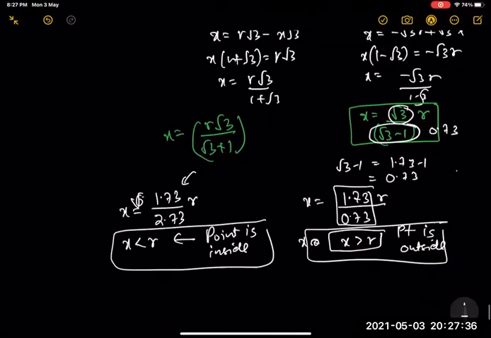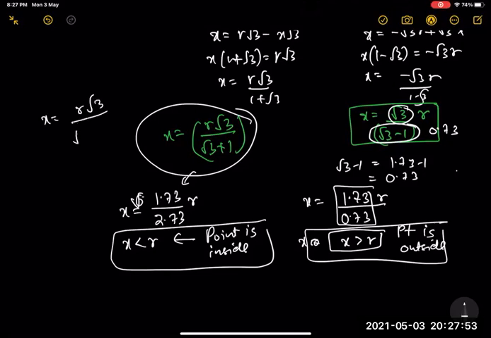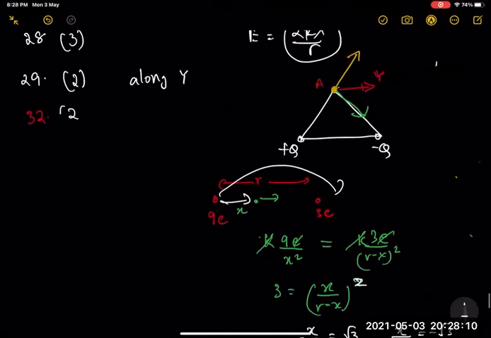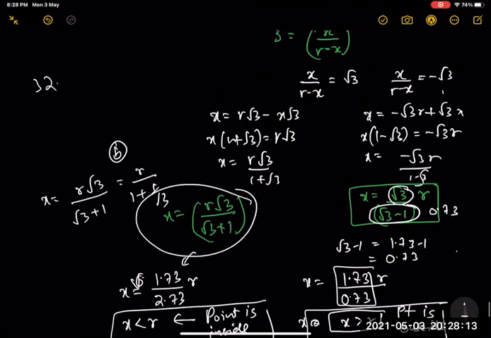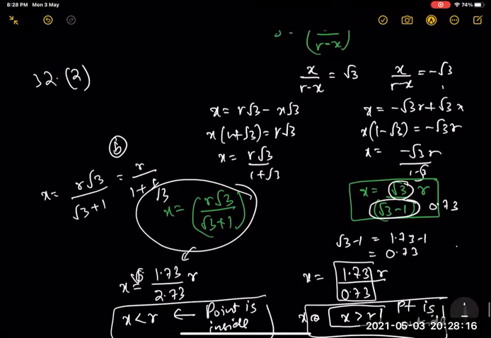So which one of these is our answer? The inside point is the answer. So it is this one, r root 3 by root 3 plus 1. Now, there is no answer in this form, all the answers have only r in the numerator. So just divide everything by root 3. So it is r divided by 1 plus 1 by root 3. The answer is r times 1 plus 1 by root 3, from the 9e charge. So it is option B. So 32 is 2.